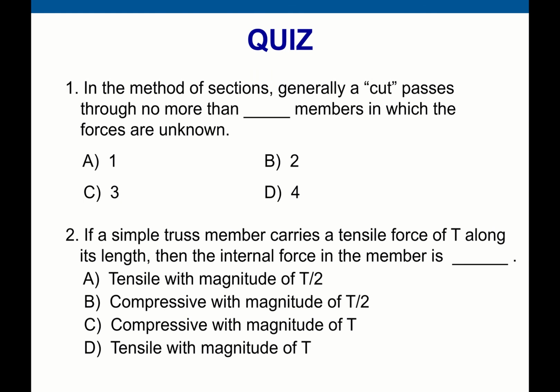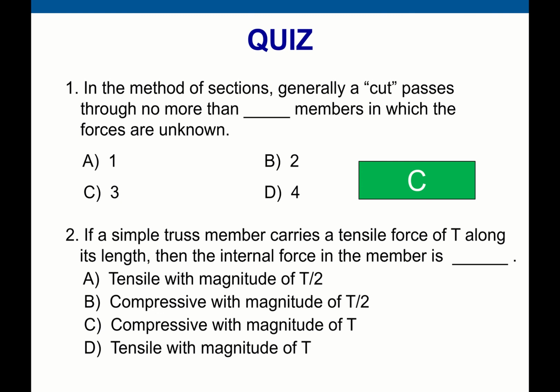Okay, this is a kind of summary quiz. The first question is that in the method of sections, generally a cut passes through no more than blank members in which the forces are unknown. So we have three equations. So basically the cutting line should pass through at most 3 members. Because we have 3 equations, more than 3 is really hard to solve. So choose the cutting line carefully.